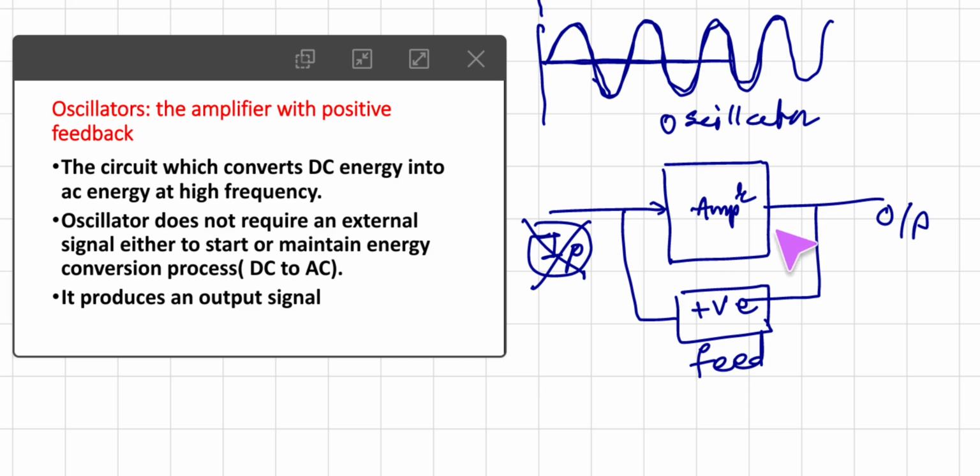Then the question is how we are getting the oscillations at the output. The oscillations are whatever we get due to this positive DC voltage. So an oscillator is a circuit which gives us oscillation, that is, output is AC, this is DC. So DC is converted into AC using an oscillator with the help of positive feedback, to which there is no input at all. So an oscillator does not require an external signal either to start or maintain the energy conversion process. It can automatically convert this DC energy into an AC signal. It produces an output signal which is AC.